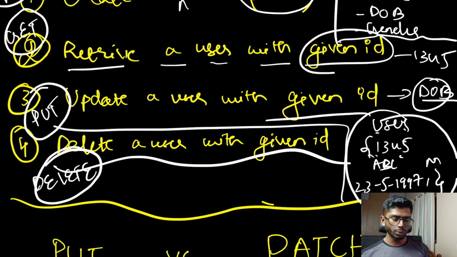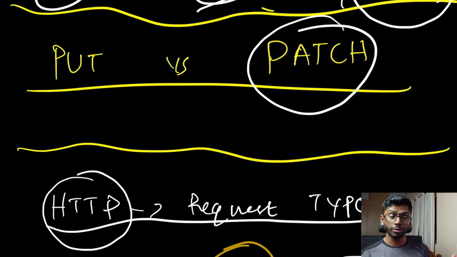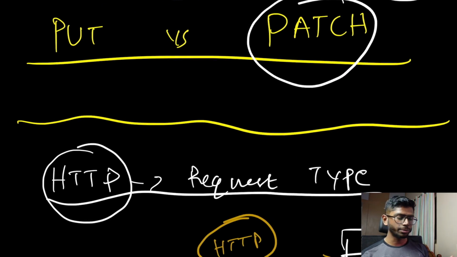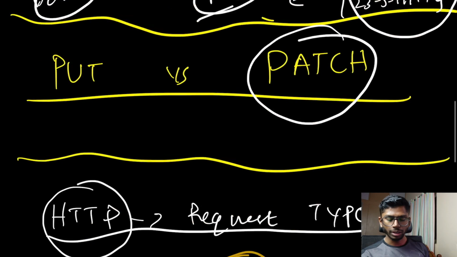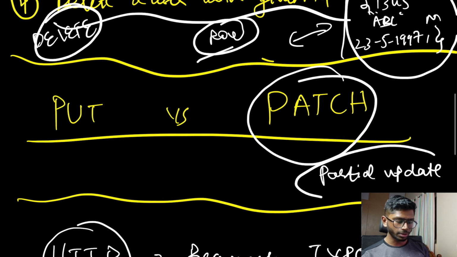And now coming to PATCH, which not many people talk about, but if your interviewer asks what is the difference between PATCH and PUT, then you should be knowing that, right? So PATCH is basically a partial update, right? And PUT is a complete replace, or maybe a complete update.